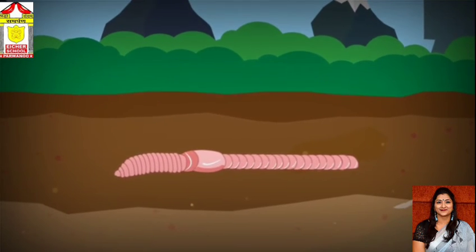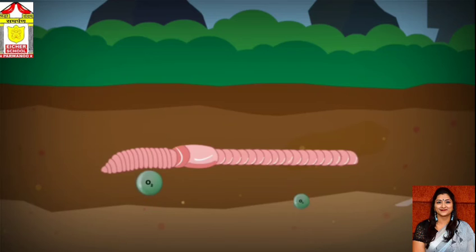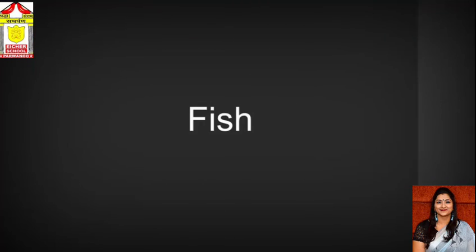Now, let us see what happens in an earthworm. The skin of an earthworm feels moist and slimy on touching. Gases can easily pass through it. So, earthworms respire through their skin.